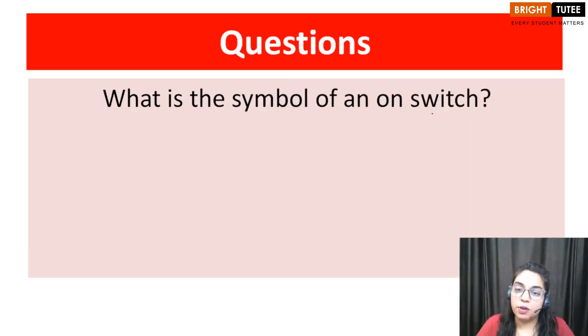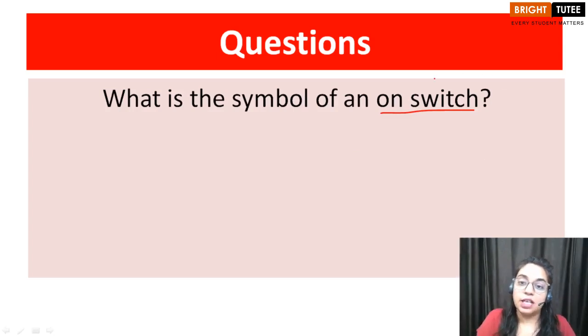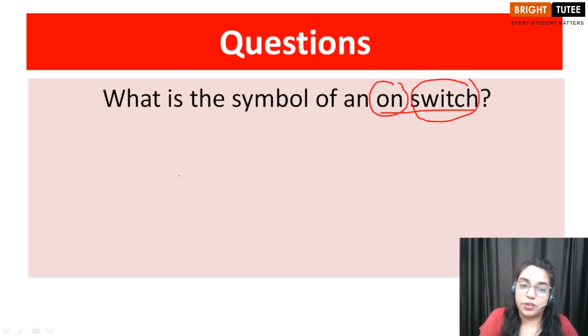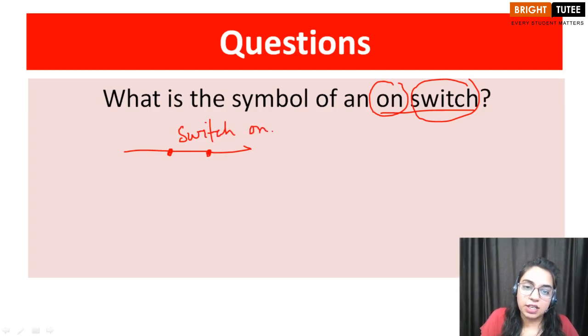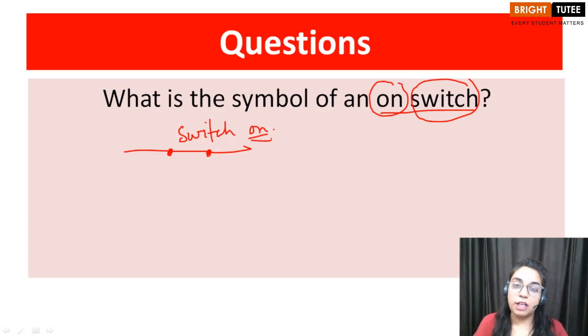let's move to the next question. What is the symbol of an on switch? Now children, in this question, the common mistake that children make is, they don't read the question properly. They will just read about the switch, but it is asking you to make an on switch. So how are you going to make it? You are going to make it like this. This is the switch on, because we have completed the circuit and the current will flow through it. So this is an on switch or a complete circuit.